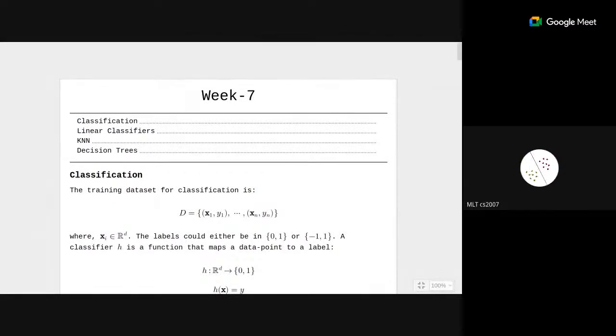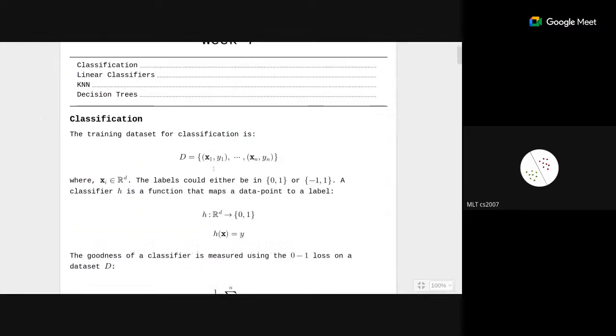Okay, so there are 4 parts to this, so let me quickly go over it. Classification starts from week 7, and the setting is pretty much the same. We have a data set (x_i, y_i). The only change is that while x_i still belongs to some d-dimensional space, the labels could be 0, 1 or minus 1, 1, so they are going to be discrete in this case. We are only going to look at binary classification.